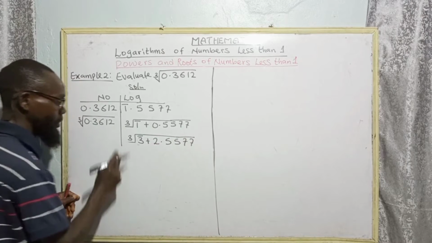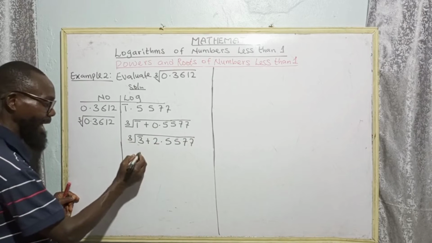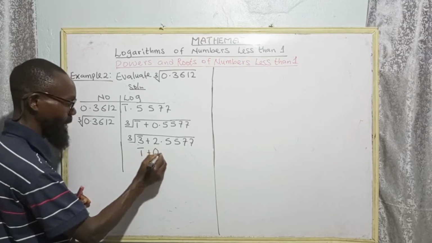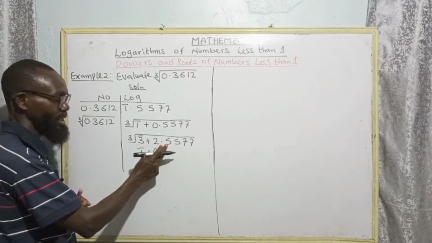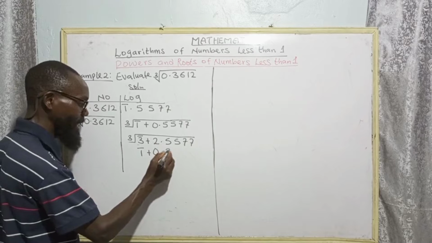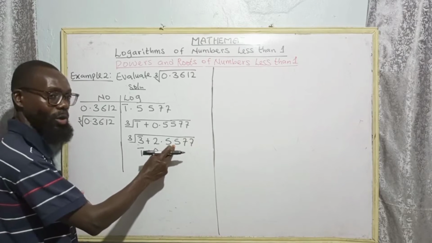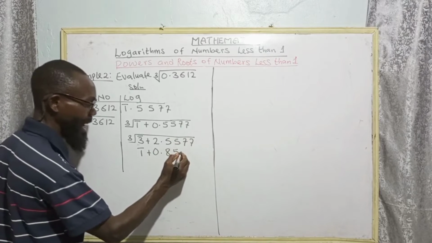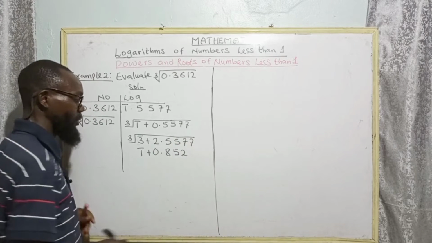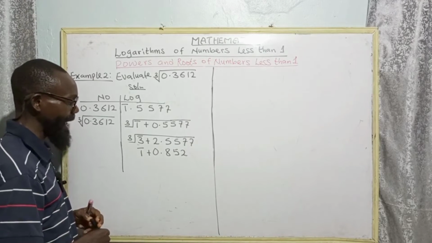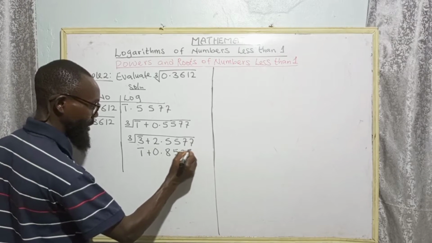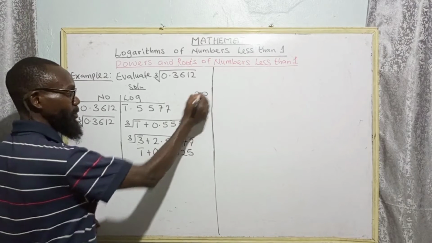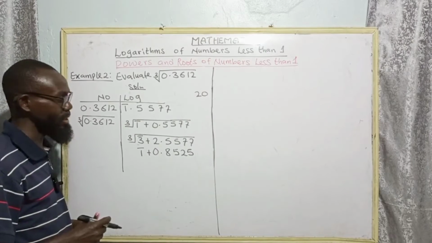2.5577. So 3 goes in bar 3, I have bar 1, plus 3 goes in 2, is impossible, 0 points. Put the 2 here, making 25. 3 goes in 25, I have 8, that is 24, remainder 1. Put in 1 here, making 15. 3 goes in 15, I have 5. 3 goes in 7, I have 2, remainder 1. 3 goes in 17, I have 5, that is 15, remainder 2. Then this is the 2. 3 cannot go in the 2, let's put 0, making 20. 3 goes in 20, so I have 6.